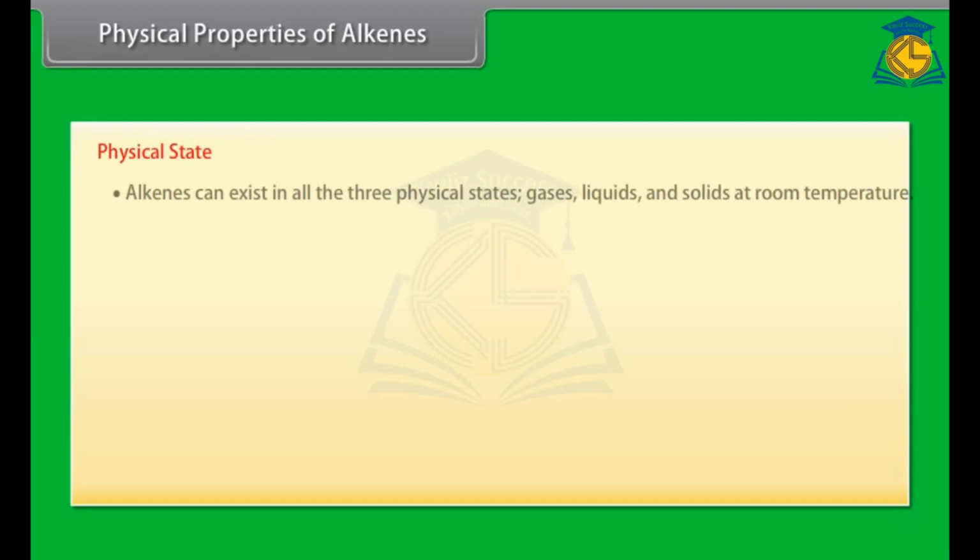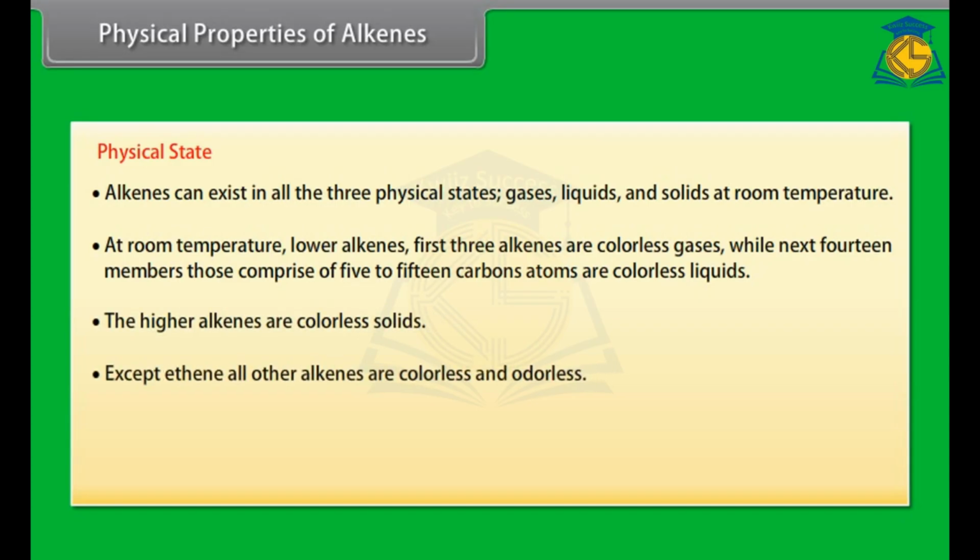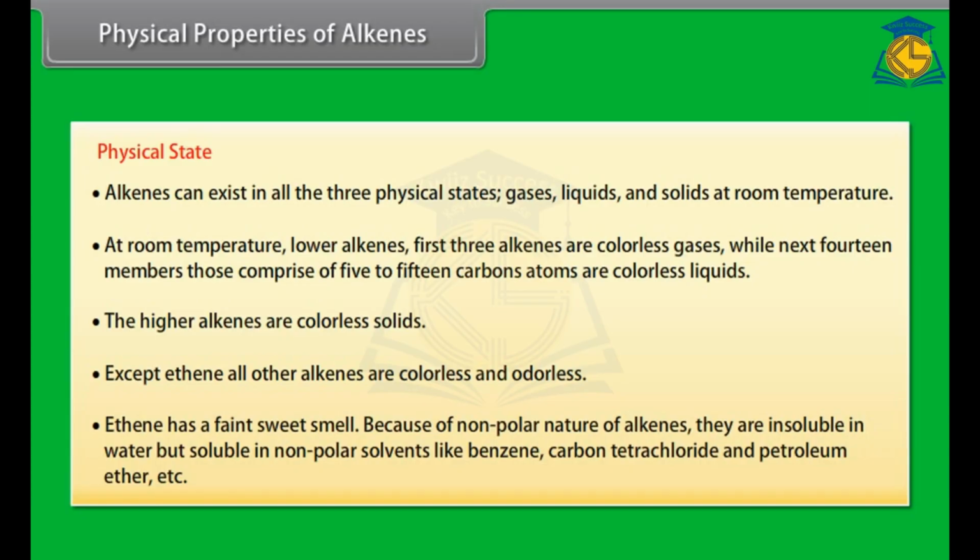Physical properties of alkenes. Physical state. Alkenes can exist in all the 3 physical states, gases, liquids and solids, at room temperature. At room temperature, lower alkenes, the first 3 alkenes, are colorless gases, while the next 14 members, those comprised of 5 to 15 carbon atoms, are colorless liquids. The higher alkenes are colorless solids. Except ethene, all other alkenes are colorless and odorless. Ethene has a faint sweet smell. Because of the non-polar nature of alkenes, they are insoluble in water, but soluble in non-polar solvents like benzene, carbon tetrachloride and petroleum ether, etc.